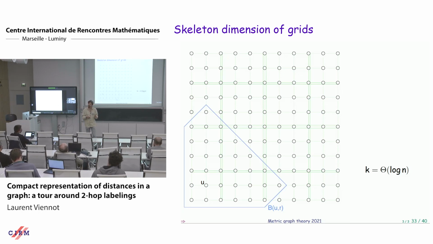Then the skeleton dimension with this choice of shortest path will be log n. So the grid with a proper choice of shortest paths has small skeleton dimension.